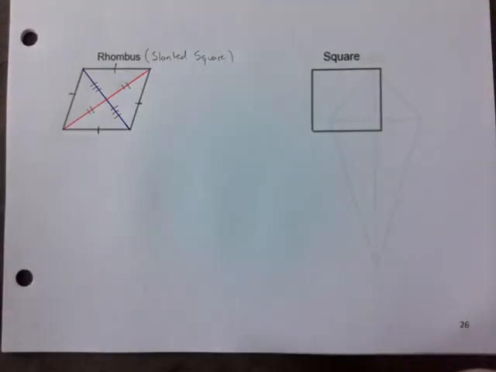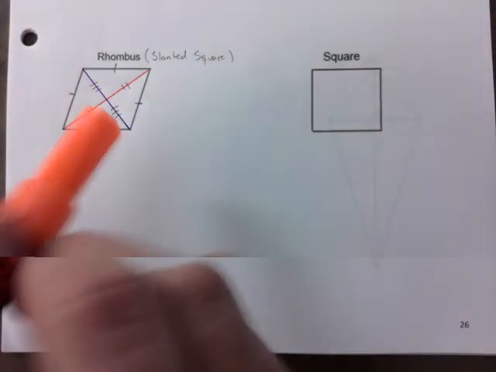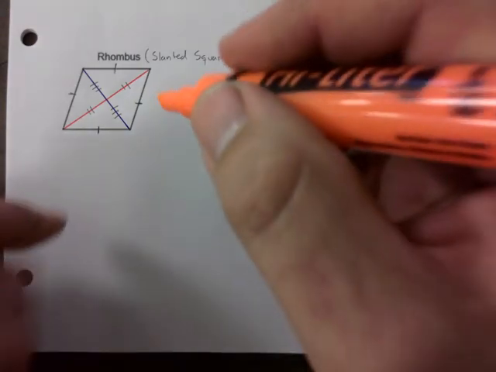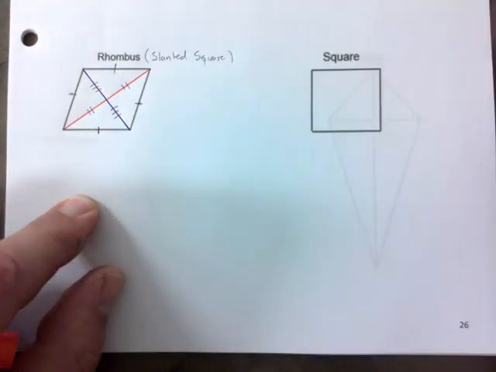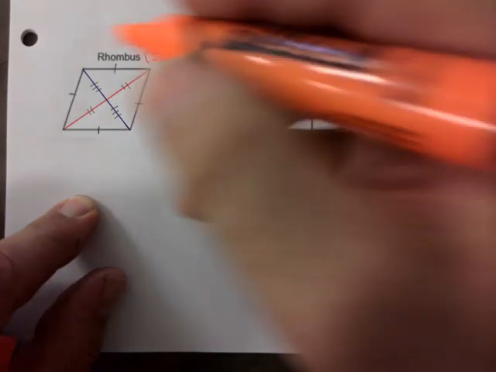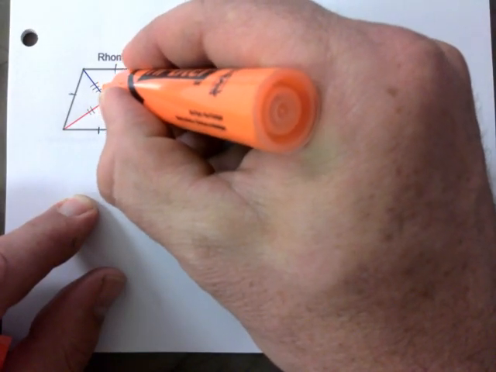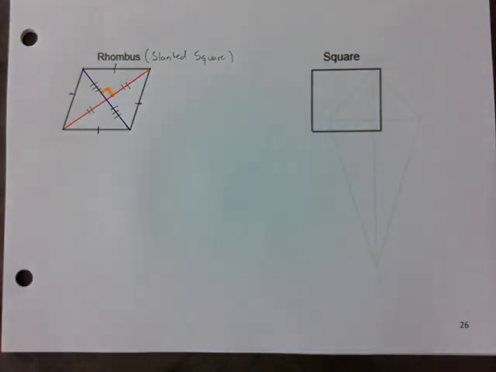Another thing is, watch this one. This is key. I'm going to use orange for this one. They actually meet at a 90-degree angle. That's very particular to the rhombus. So put a little 90 there. The diagonals meet at a 90.